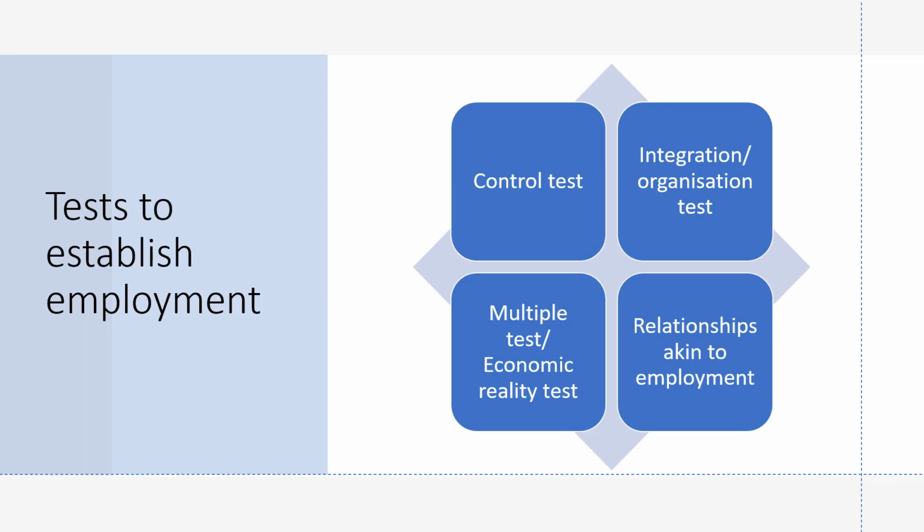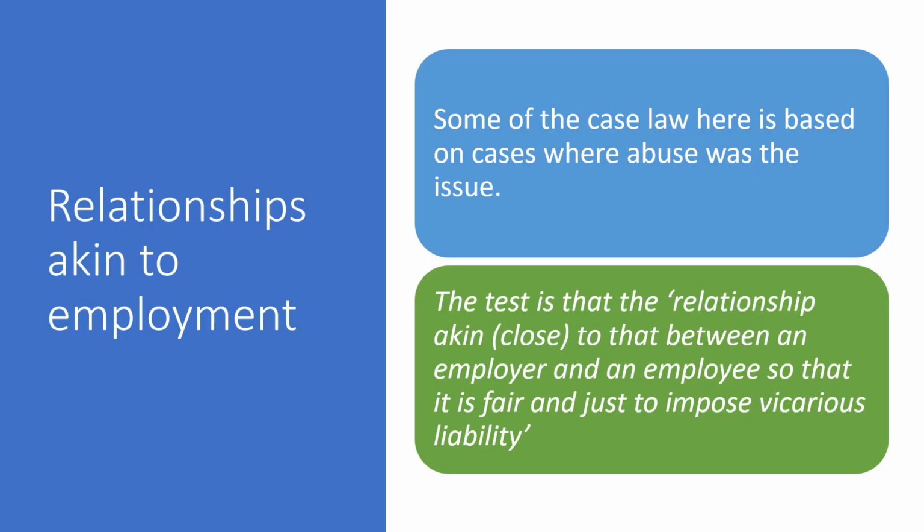The more modern test then comes from, sadly, some abuse cases. So these are relationships akin to employment. And what we've got is a set of situations whereby, like I said, abuse was the issue, but the test is that the relationship is akin to or close to that between an employer and an employee, so it's fair to impose liability. So we call this quasi-employment.